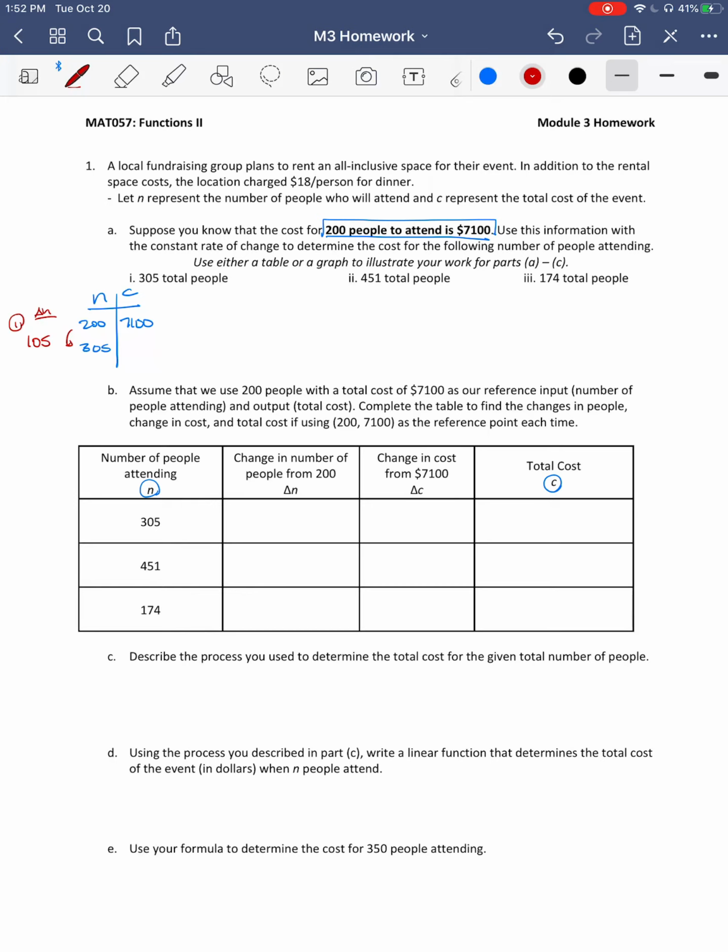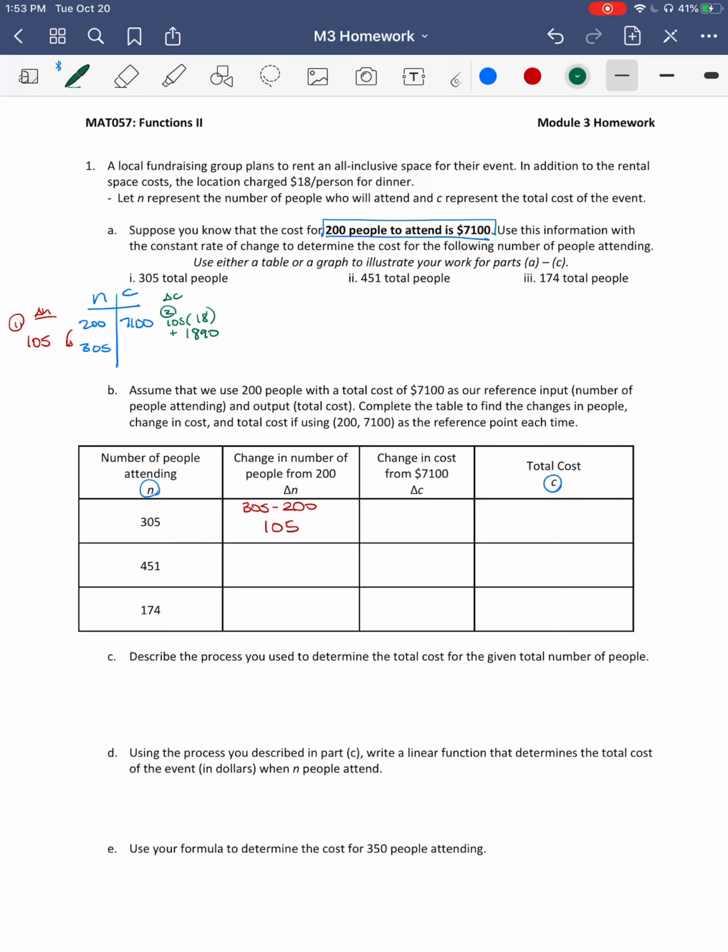So I'm going to copy my work as I go. So the change in the number of people from 200 to 305, that's just going to be 305 minus 200. Also, I'm going to get 105. All right, so then my second step is going to be to use the constant rate of change to find my change in cost. So I'm going to do 105 people times the rate of $18 per person, and I'm going to get an increase of $1,890.